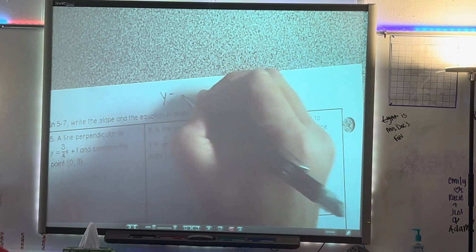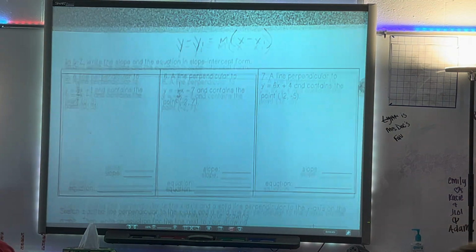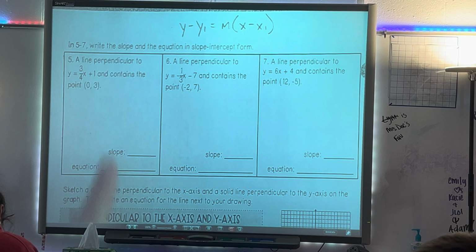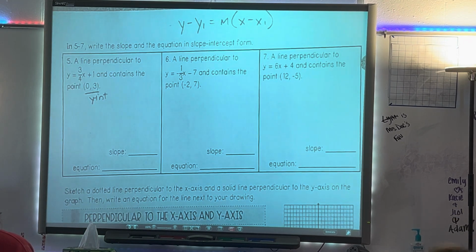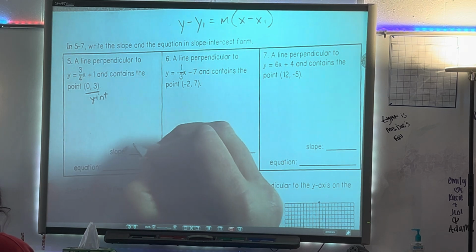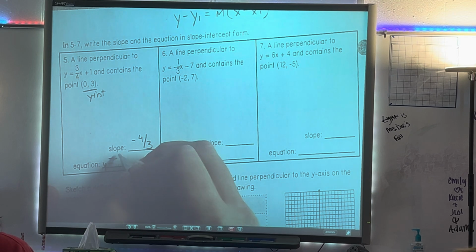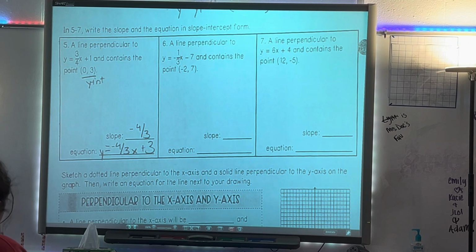Alright, so back here, similar to what we did, I'm going to write your point slope form up here, because we know we're going to need it. Okay, so a line perpendicular to y equals 3/4 x plus 1 and contains the point (0, 3). What did they give me right here? They gave you the y-intercept. So if I know the y-intercept, I don't have to do a lot of work. What's the slope going to be? -4/3. So when I write the equation, I'm going to have y equals -4/3 x plus 3. Very good.